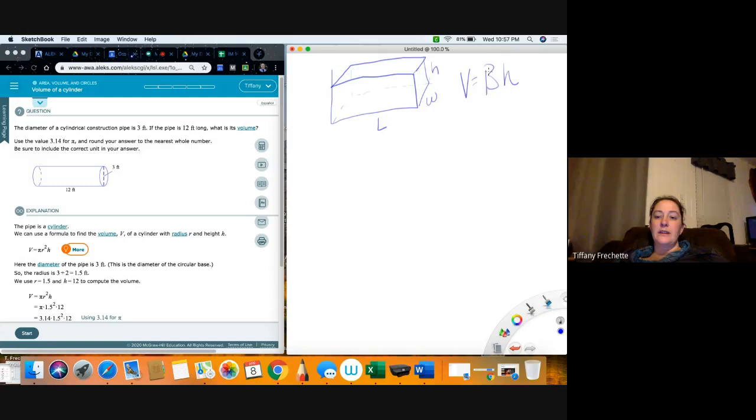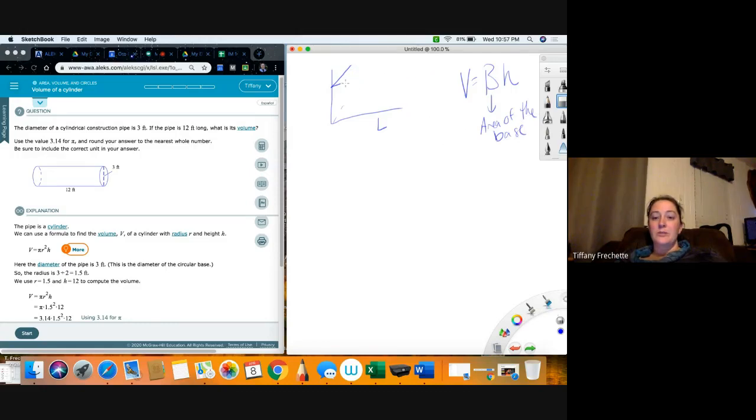And I use a big capital B because it means the area of the base. So if you can remember base times height, all you have to remember is the big B means area of the base. Now all you have to do is convert this a little bit so that it matches whatever shape you're trying to do. We're not doing a rectangular prism right now. We're doing a cylinder.